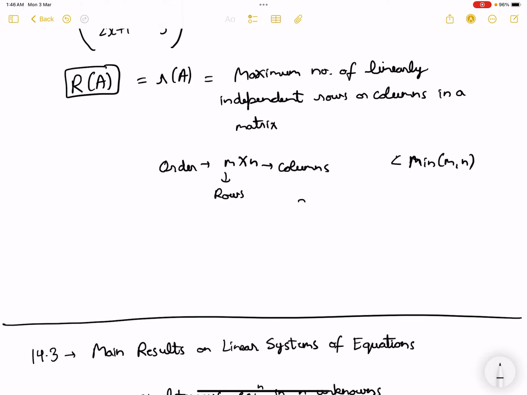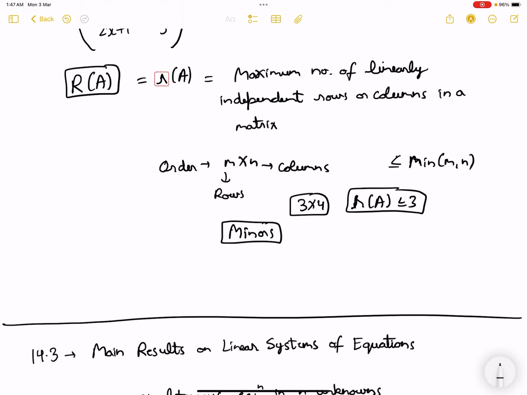So suppose we have a 3 cross 4 matrix. The rank of A should be less than or equal to 3. It cannot be more than 3. So we discussed how we can find it through minors and then through elementary row operations. Okay, now moving forward.